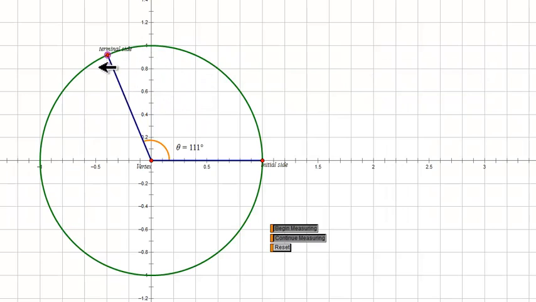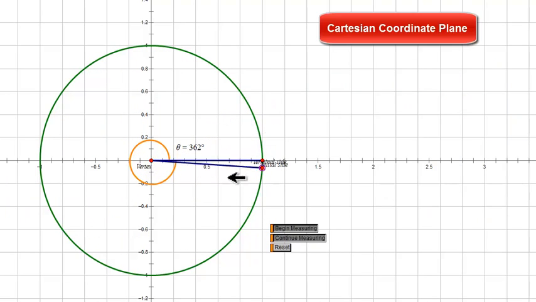So we can view this same construction in a coordinate plane. You can see that we're looking at a unit circle here. That means it's 1 unit around, and it's a coordinate plane. So you've got your initial side starting at 1, somewhere on the x-axis. Your vertex is at the origin, and your terminal side is somewhere along the circle.